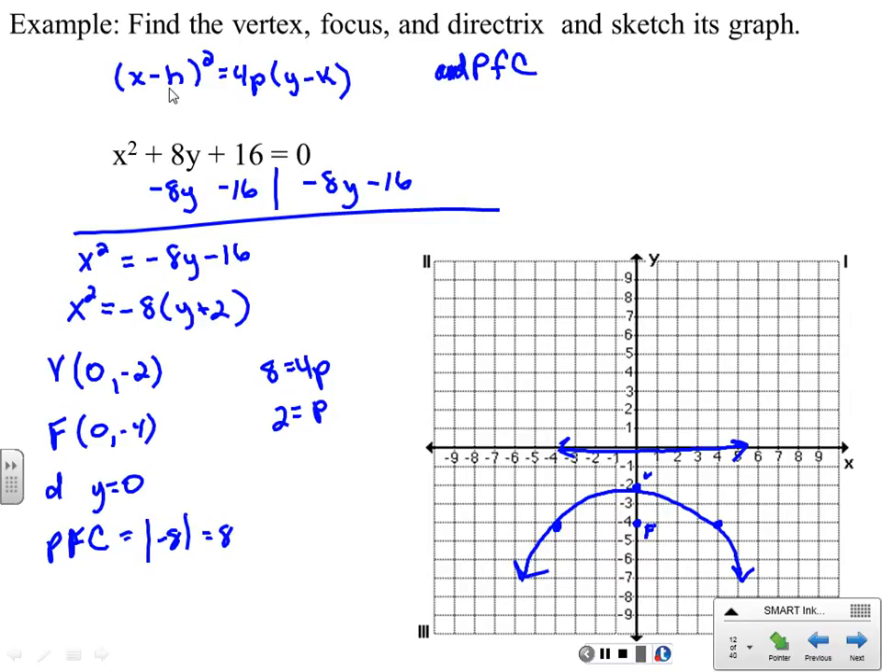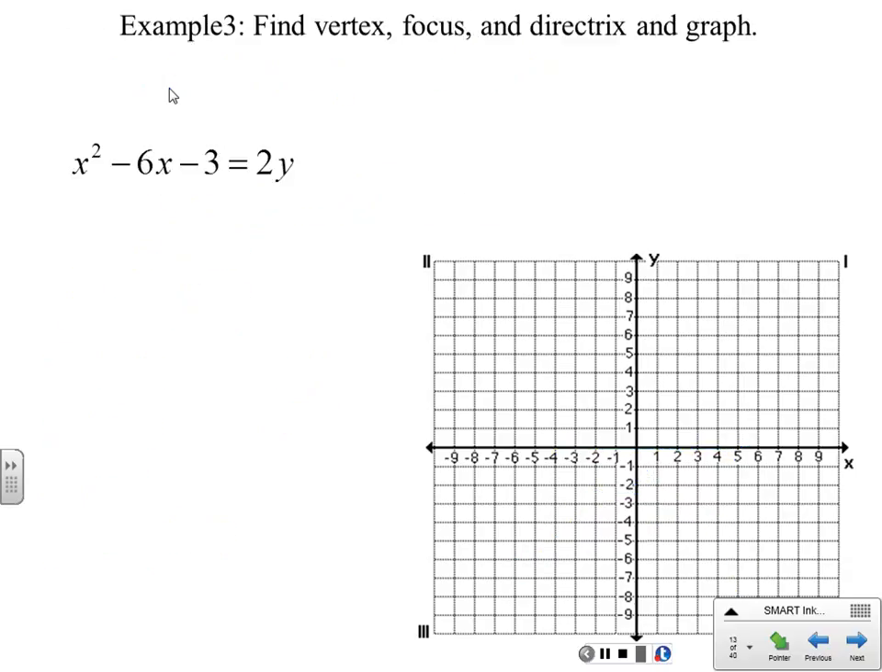Now, all the ones that we've done have gone down. Obviously, there's some that are going to go up. But the ones that go down, we haven't really dealt with much of those. So, what's next?